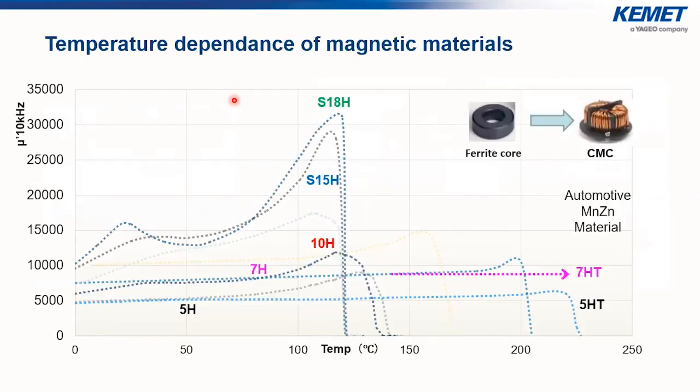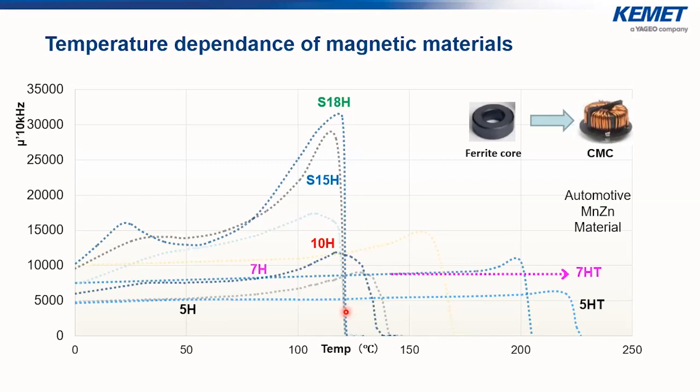But you can see that these are not fixed. If we take into consideration, for example, at first glance, the magnetic material, the magnetic permeability of the materials is not fixed. It means that it depends on temperature, first of all. As you can see here, we have a graph of all the manganese zinc materials we can offer at KEMET. We have really performing materials as, for example, S18H or S15H, but their magnetic property is valid up to a certain temperature that is called the Curie point. Above this point, the material is not magnetic anymore.